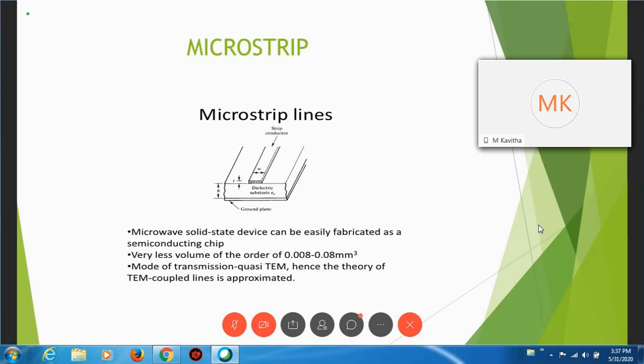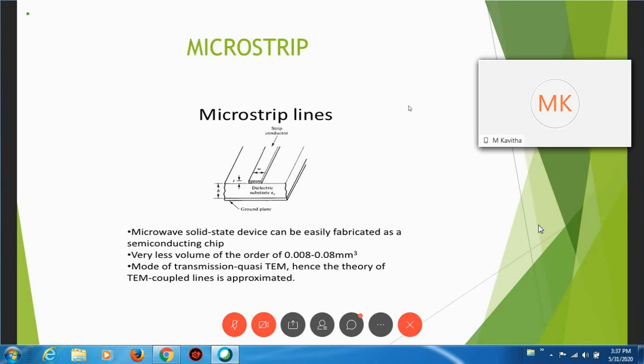So it is more exposed to external interference, so the losses will be high in the microstrip line. The mode supported by the microstrip line is quasi-TEM mode, which is a special case of TEM mode. I will explain what is meant by quasi-TEM mode.